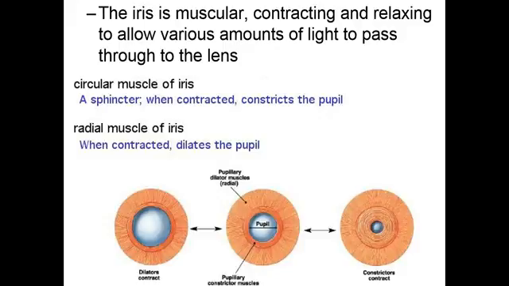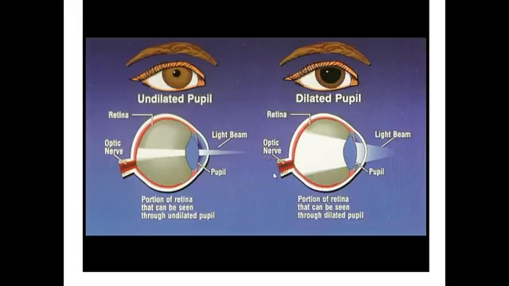This is just getting into what I was talking about earlier, the fact that the iris is a muscular structure which contracts and relaxes in different sets. So when the radial muscles contract, you get a dilated pupil. When the sphincter muscles contract, you get a constricted pupil. And this is just showing you how it allows more light to come in to be focused on the retina. In a low light situation, bigger pupil, more light; smaller pupil, less light.